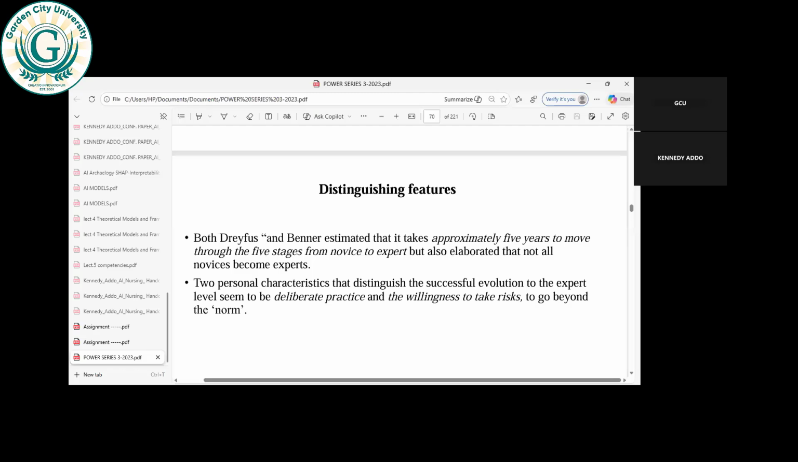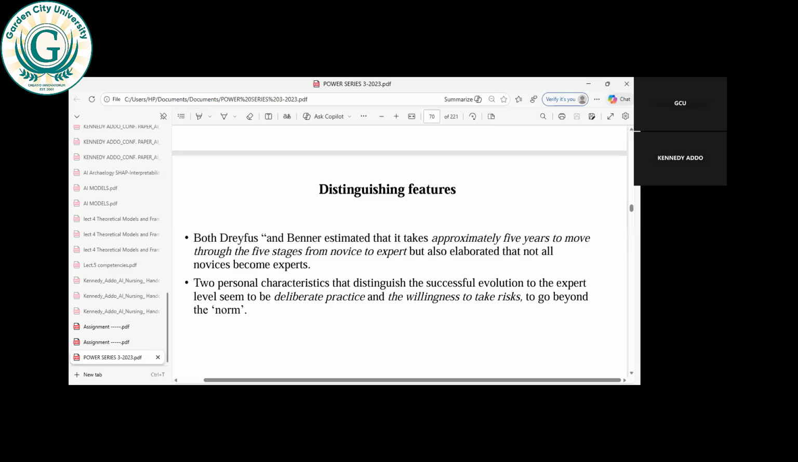Both Dreyfus and Patricia Benner estimated that it takes approximately 5 years to move through the 5 stages from novice to expert, but also made the profound statement that not all novices end up becoming experts. Two personal characteristics that distinguish the successful evolution to the expert level seem to be deliberate practice and willingness to take risk, to go beyond the norm.